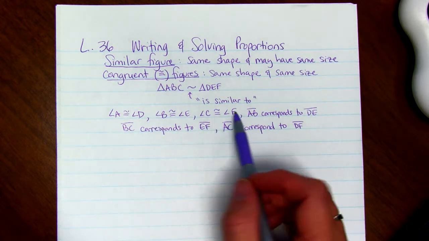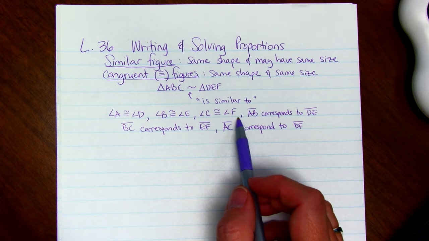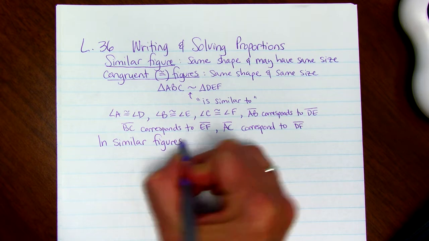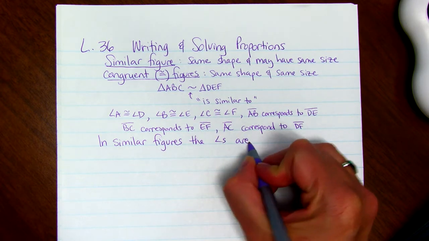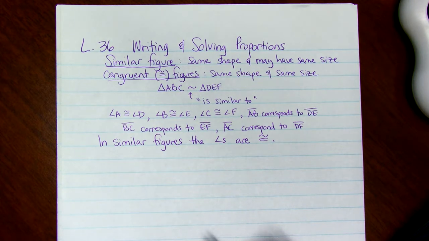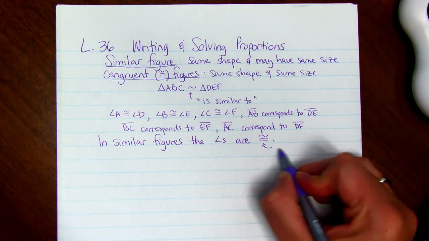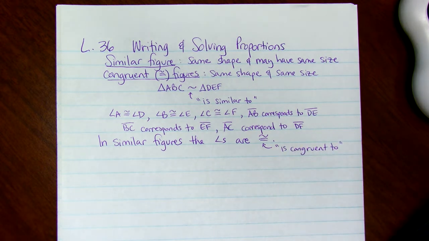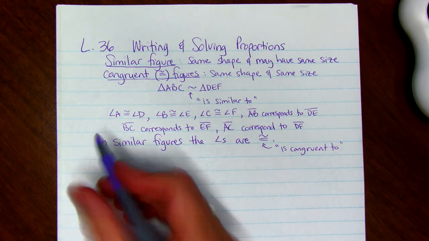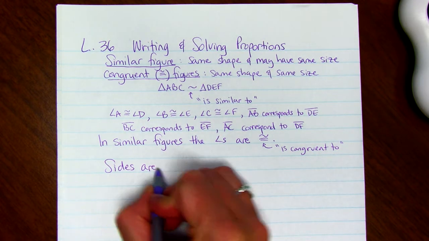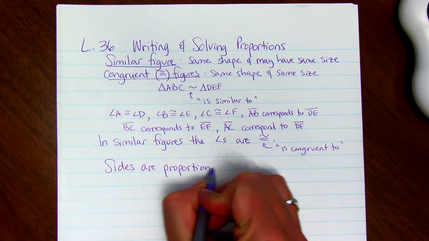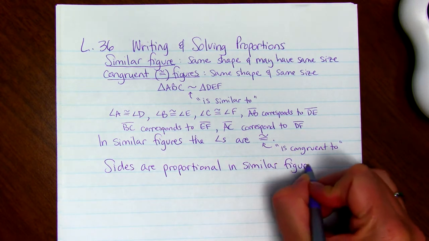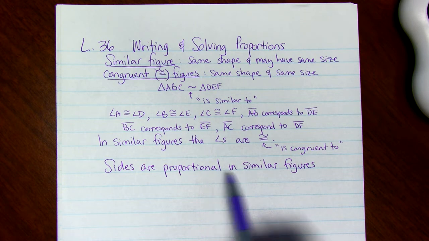So in similar figures, the angles will be congruent. And this little symbol right here just again means "is congruent to." So in similar figures, sides are proportional. So the angles are congruent and the sides are proportional.